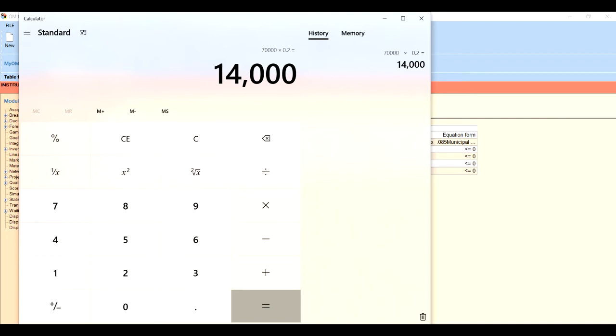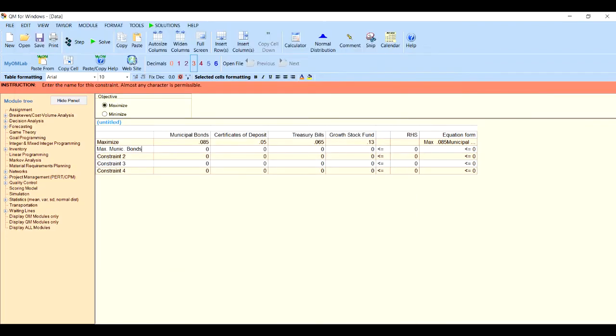Moving on to our third constraint. And here we're going to have to manipulate the equation a little bit again. Our third constraint is that 30% of the investment should be in treasury bills and certificates of deposit. So we have to go back to our calculator. We need 30% of 70.